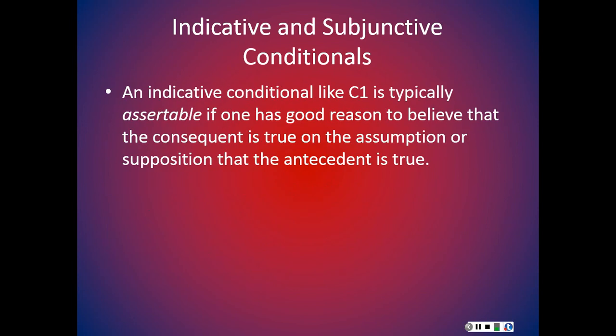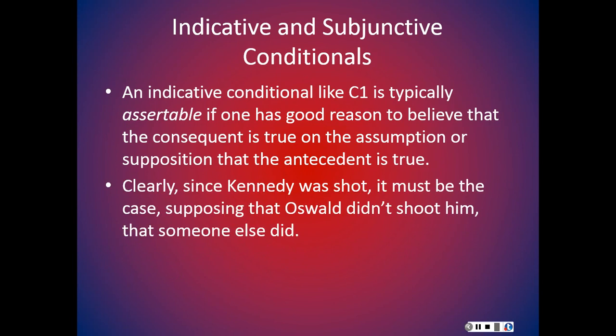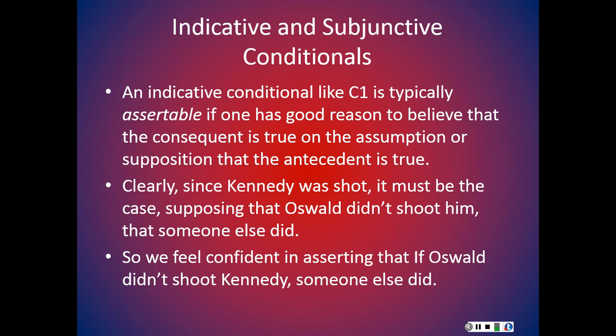An indicative conditional like C1 is typically assertable if one has good reason to believe that the consequent is true on the assumption or supposition that the antecedent is true. So clearly, since Kennedy was shot, it must be the case, supposing that Oswald didn't shoot him, that someone else did. And so we feel confident in asserting that if Oswald didn't shoot Kennedy, someone else did.